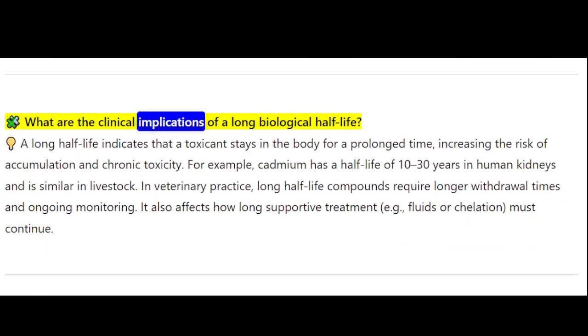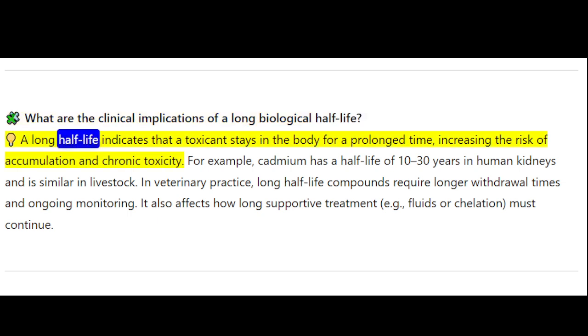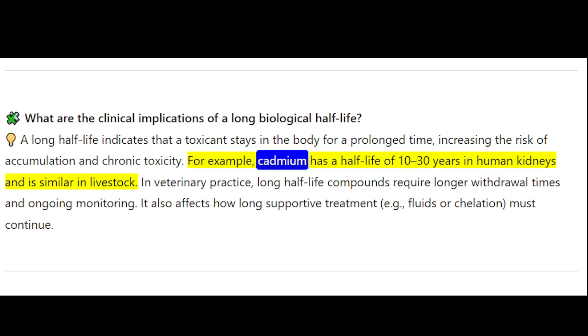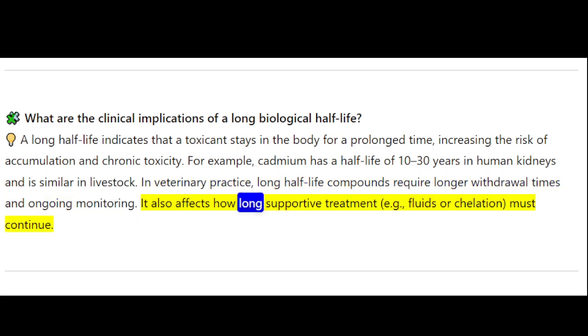What are the clinical implications of a long biological half-life? A long half-life indicates that a toxicant stays in the body for a prolonged time, increasing the risk of accumulation and chronic toxicity. For example, cadmium has a half-life of 10–30 years in human kidneys and is similar in livestock. In veterinary practice, long half-life compounds require longer withdrawal times and ongoing monitoring. It also affects how long supportive treatment, for example, fluids or chelation, must continue.